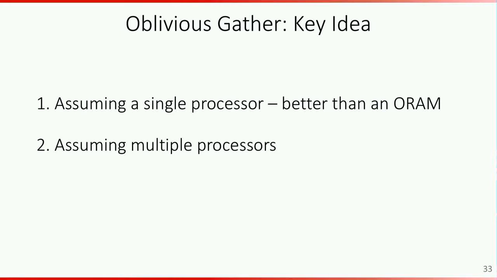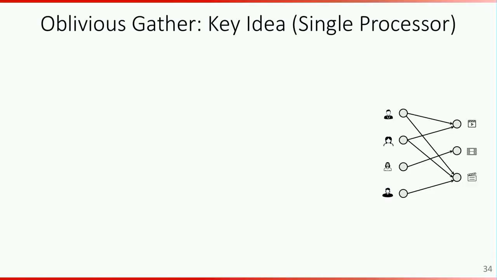So given this, let us see what our work does, and I'm going to explain this with the key idea involved in an oblivious gather. I'm going to first explain this assuming a single processor, and then I'll move on to how to parallelize it. For this example, let us still assume that we have this bipartite graph, or let me slightly simplify this graph so that I can fit it on this slide. You can still think of the vertices on the left as being users and the vertices on the right as being movies.